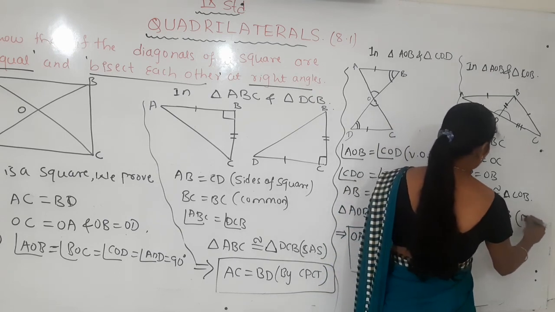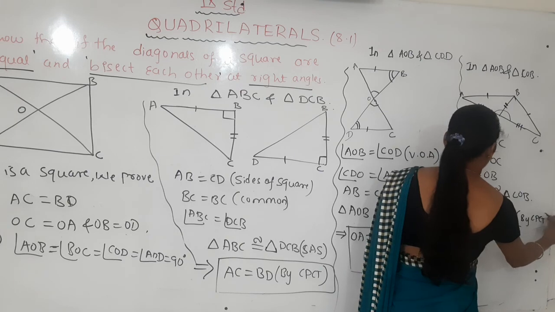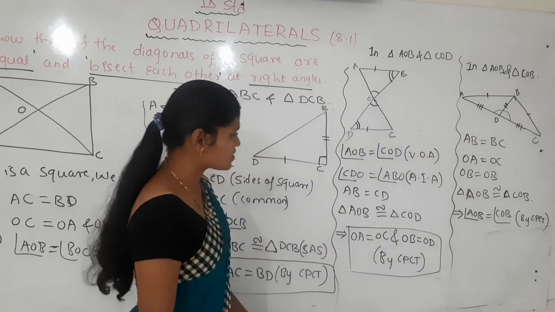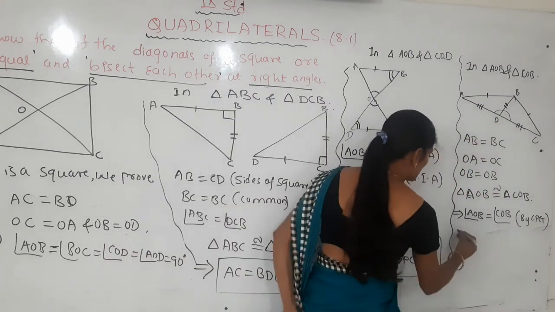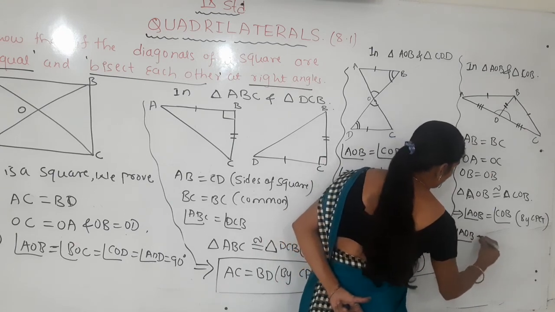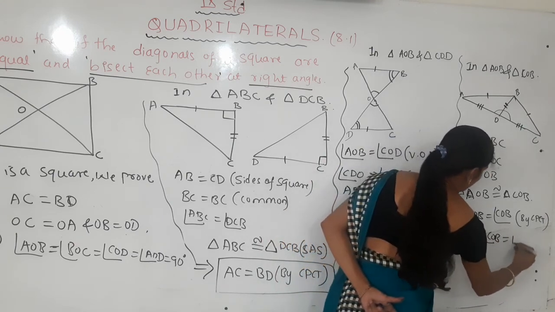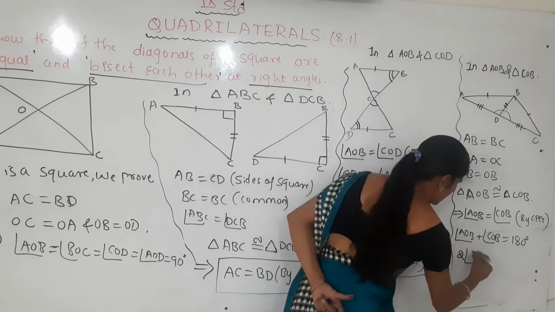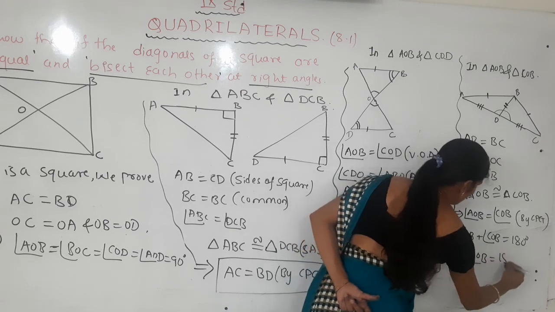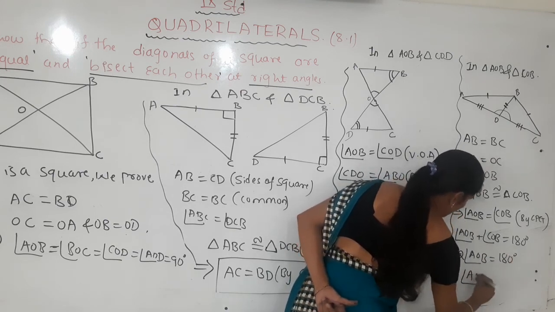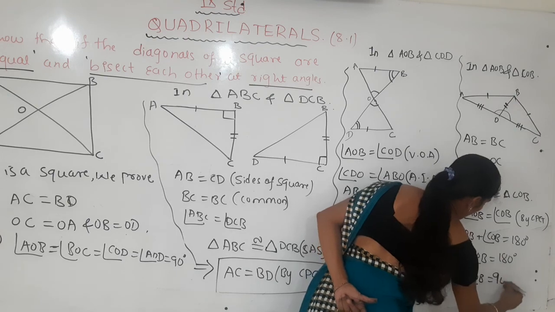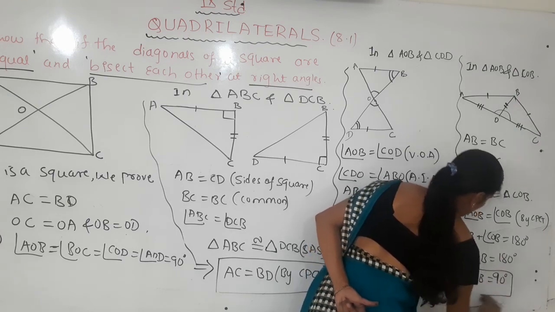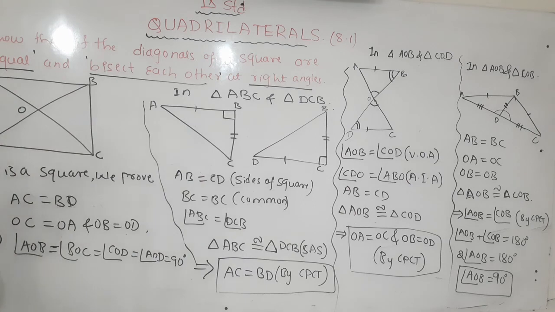If these two triangles are congruent, then corresponding parts are equal, meaning angle AOB is the same as COB by CPCT. If these two angles are the same, then the sum of these two angles, AOB plus COB, is how much? 180 degrees, because they are linear. Then both angles are equal, so 2 times AOB is how much? 180 degrees. Then angle AOB is how much? 90 degrees.